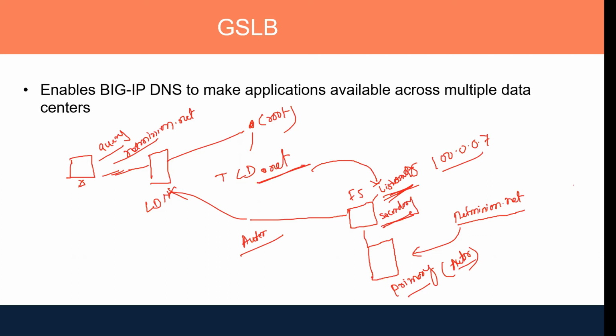100.0.0.7 is a DNS server. Maybe your primary DNS server has some different IP. Yes, so we are not exposing the primary DNS server over the internet, but we are exposing the IP of your F5 listener, which would be listening for the DNS query. So 100.0.0.7 is the DNS, not the backend IP? No, this is not a backend IP.